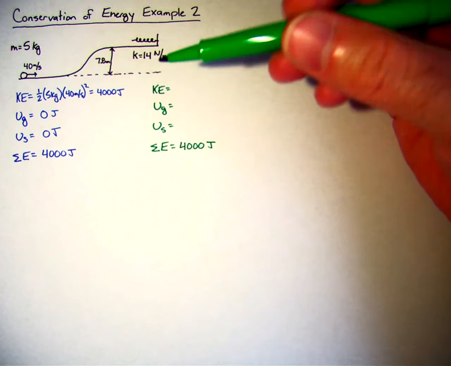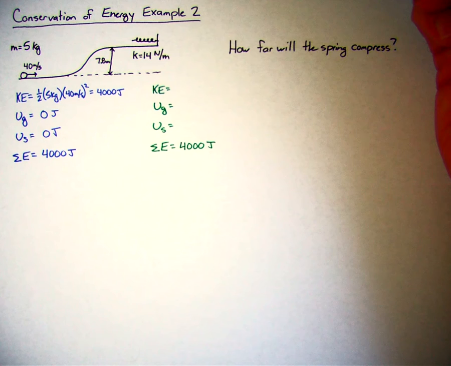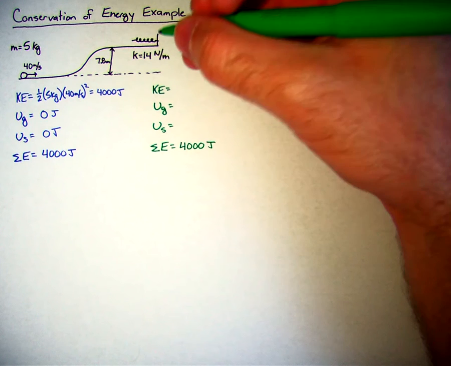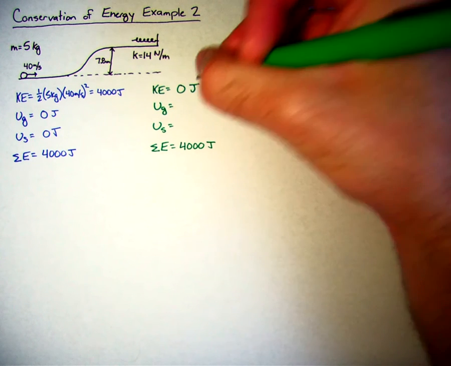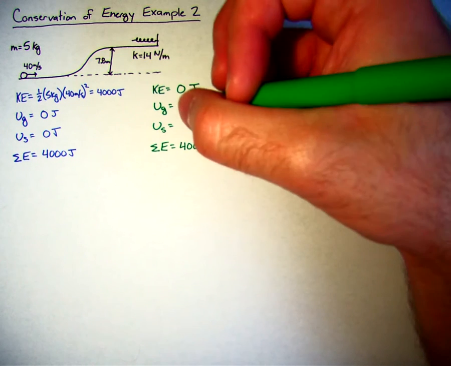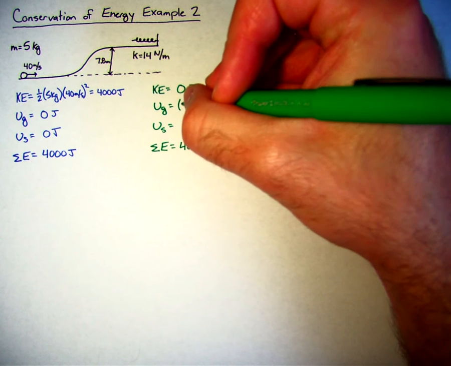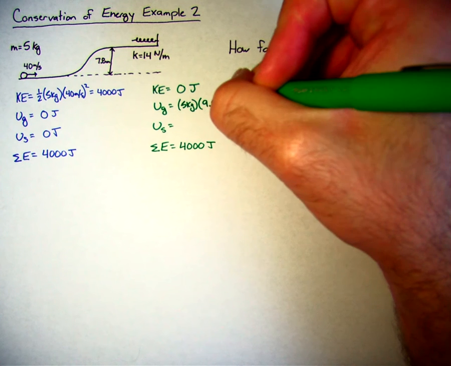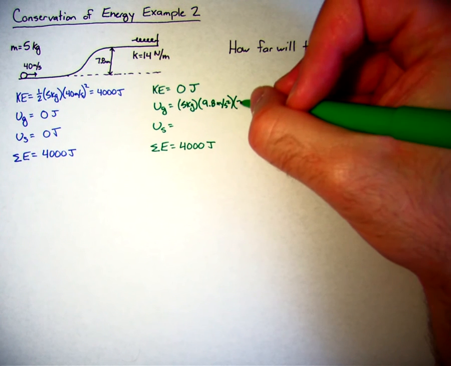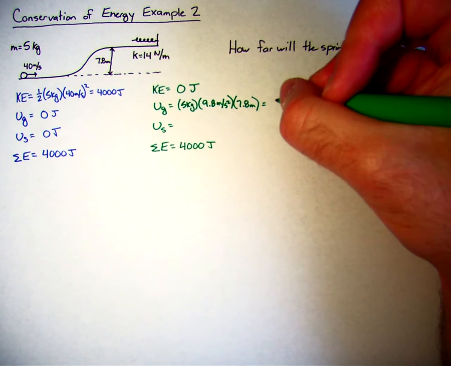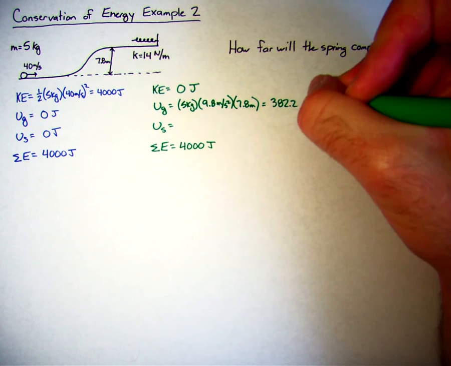So at this point here, I basically just have to figure out the rest. Since the ball is going to come to a stop, and the spring is going to come to a stop, there's 0 joules of kinetic energy once that spring is compressed the farthest it can compress. For gravitational potential, I know it's the mass, 5 kilograms, times the acceleration due to gravity, 9.8 meters per second squared, times the height, which at that point is 7.8 meters. So I can figure that out: 5 times 9.8 times 7.8 gives me 382.2 joules.